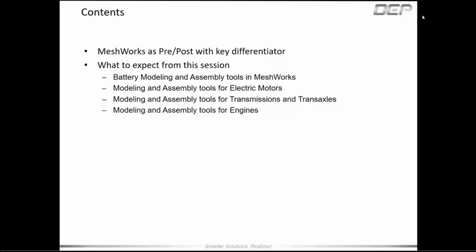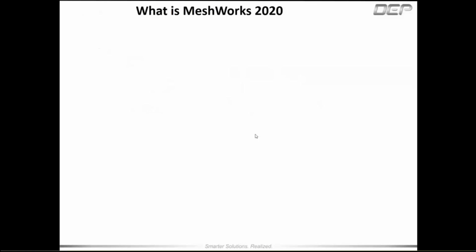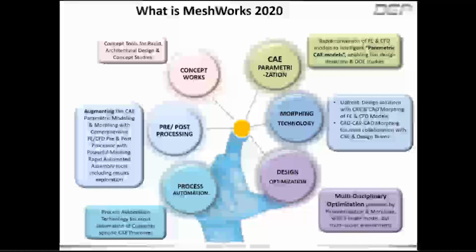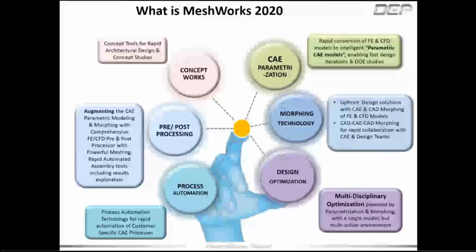Besides that, another very important attribute of MeshWorks 2020 is the upgraded parameterization techniques, and also the process automation engine, wherein we can automate a lot of CAE standard operating procedures without really having to be an expert in the programming language.